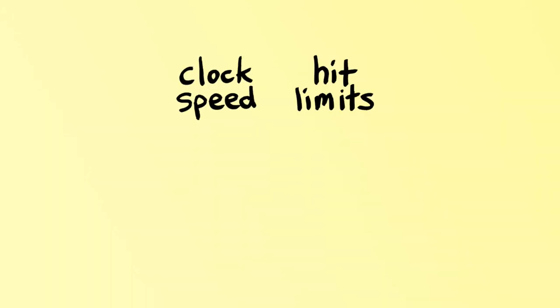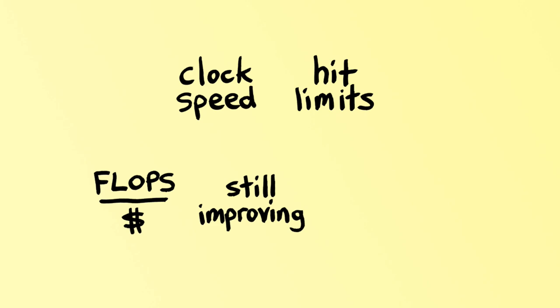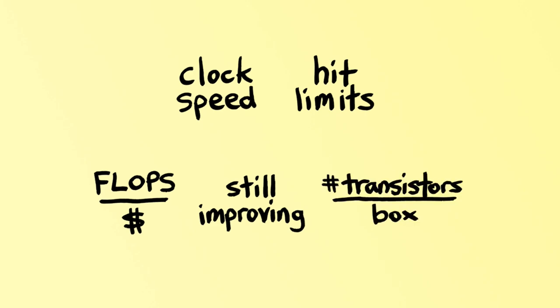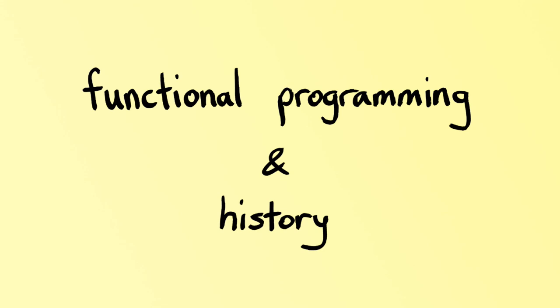Clock speed improvements hit the limit of engineering a while ago, but computing power per dollar is still improving because we're still jamming progressively more transistors into each box. The number of transistors that can be jammed into a chip of a given size is projected to hit the limits of engineering soon, but we can still jam more such chips into each computer for a while after that. How does functional programming fit into all that?